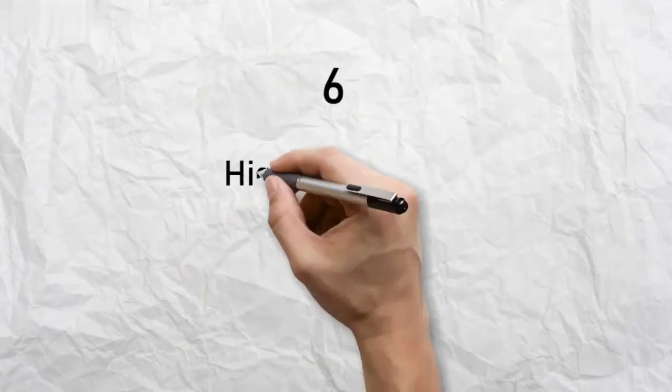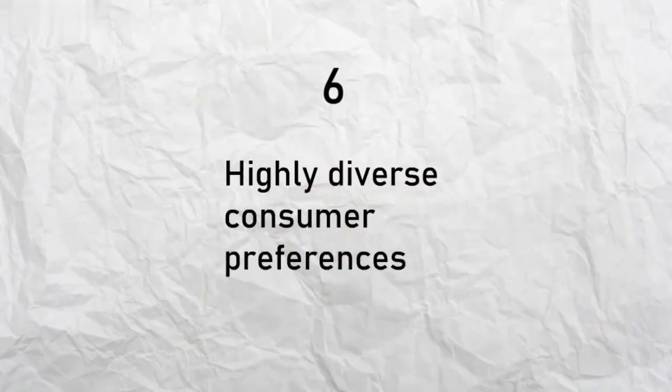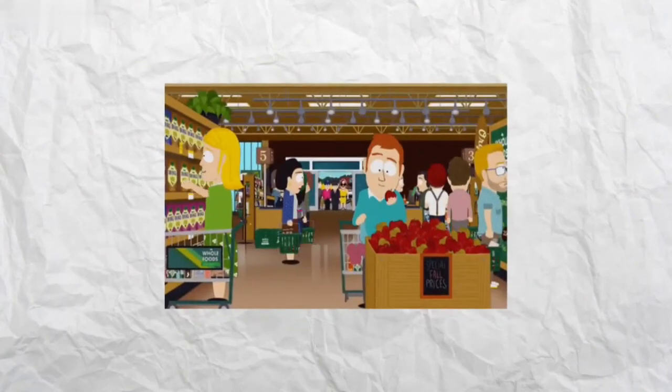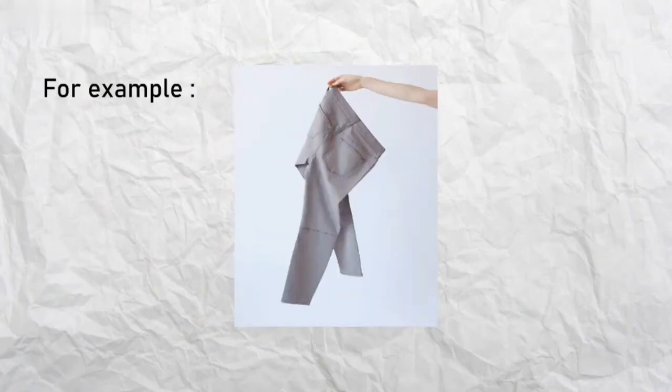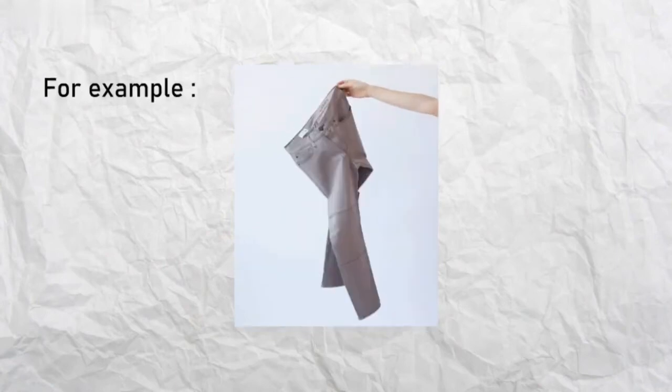Number 6. Highly diverse consumer preferences. In the market, there are millions of consumers. With the diversification of the marketplace, the consumers' preferences have diversified too. For example, there are hundreds of brands offering denim jeans. There are different fits, colors, shades, wash, pattern, etc.